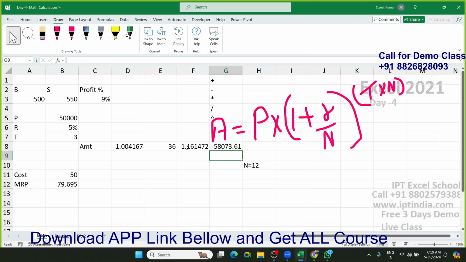58,073 and 61 cents. But the problem is that I don't want to use multiple rows and multiple cells for the calculation. I want the whole calculation in one cell. So how can we do it?